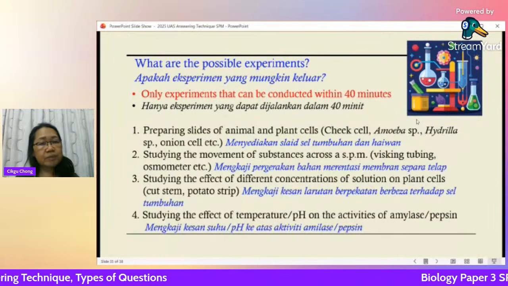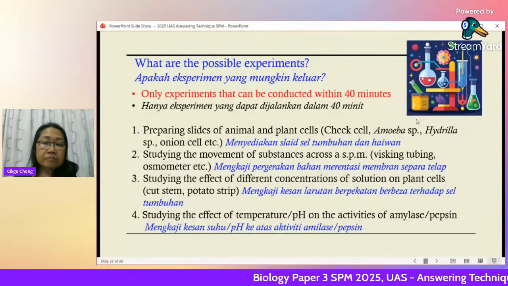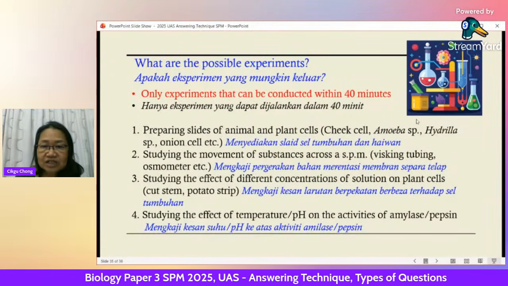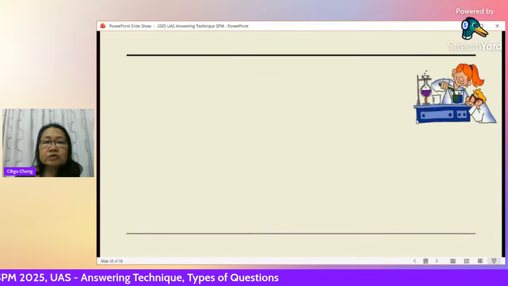They always use albumin for pepsin, since pepsin is an enzyme. All right, for amylase you will use starch, for pepsin you will use albumin. Okay, next one.